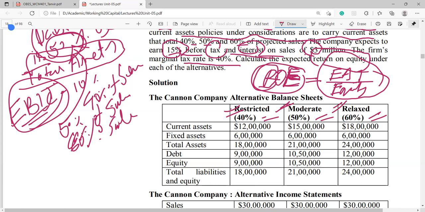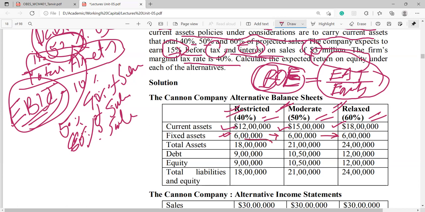3 million, so 40% of 3 million, how much? 12 lakh. 50% of 3 million, 15 lakh. 60% of 3 million, 18 lakh. And fixed asset is already given. How much fixed asset do you have? 6 lakh.